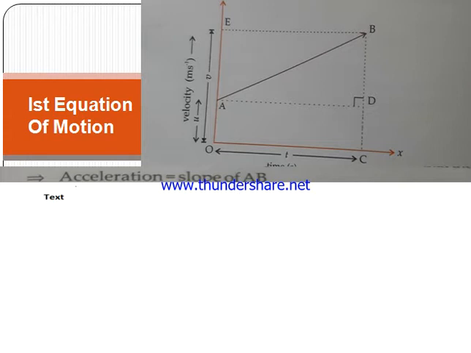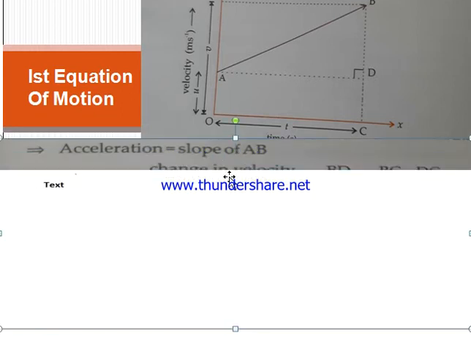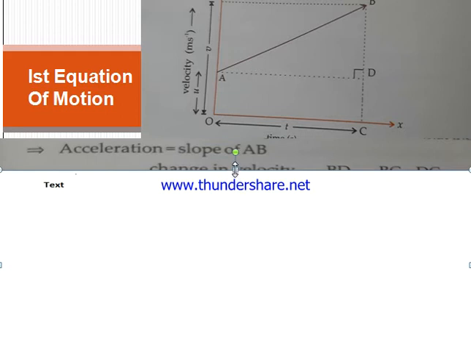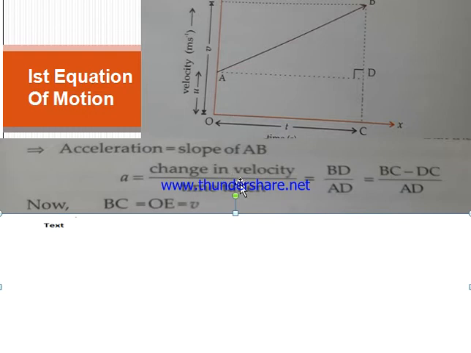Now we come to the first equation of motion. And the first equation of motion is used to calculate the acceleration. So what is acceleration? You all know about that. What is acceleration? The change in velocity is known as acceleration. So our formula, acceleration is equal to slope AB, which is equal to change in velocity by change in time.